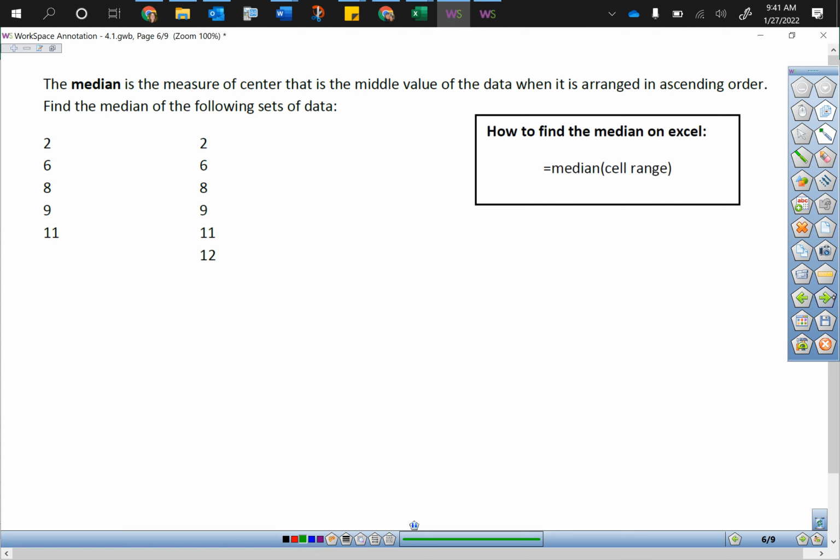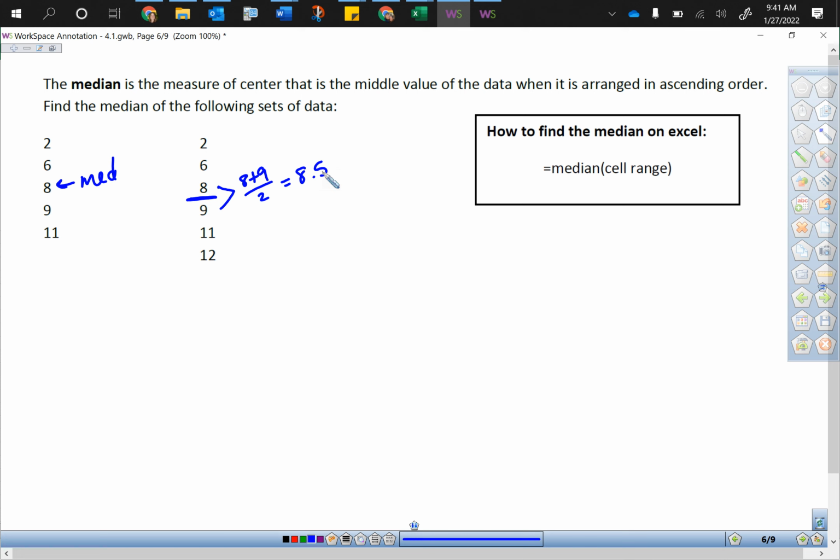Now, two sets of data that I have here. One has an odd number of data. Odd number of data is really easy to find the median. It's just the one in the middle, right? But when there's an even number of data, you know that the median is going to be in the middle of the two middle terms. So how do I find the median when there's an even number? Add them together and divide by 2. So I would take 8 plus 9 divided by 2, and that gives me a median of 8.5.